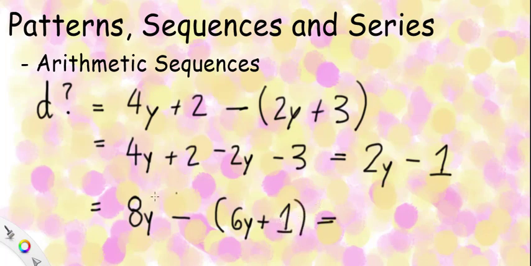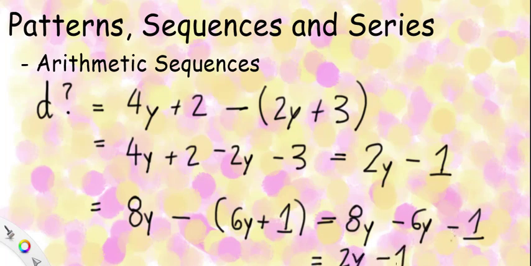That's going to equal to 8y minus 6y, that goes into there, minus 1 as well. And let's group like terms like we did before. We're going to get in the end 8y minus 6y, we get 2y. And then we get minus 1 because there's nothing to group with it.